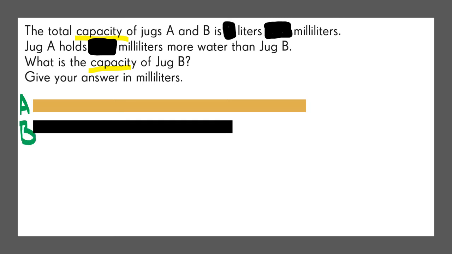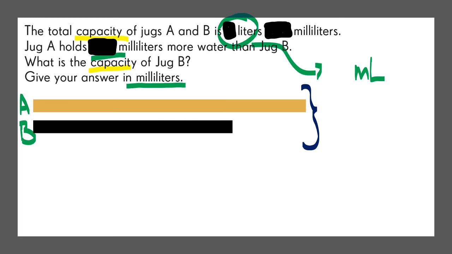The other thing I'm seeing is that it's asking us to give our answer in milliliters, although up here I have part of my information in liters. I'm going to have to convert that number of liters into milliliters. That way, I can work with the number of milliliters more that jug A has, and then I will be ready to give my answer in milliliters at the end too. So we know a couple more things. We know the total amount that A and B are holding together. We also know the amount more that A can hold than B.